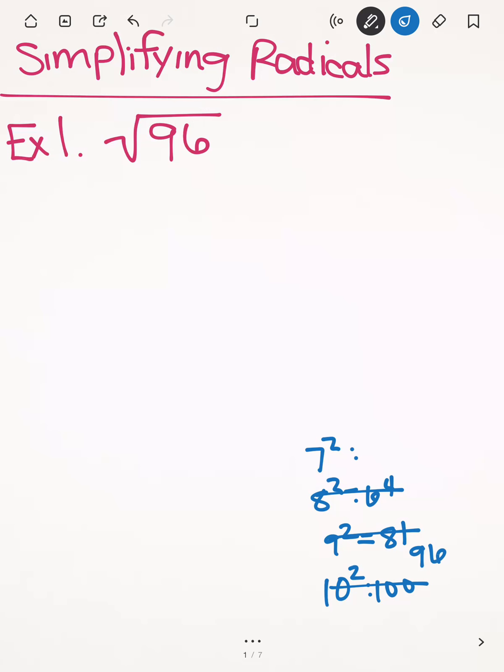7 squared, which is 49. 96 divided by 49 does not work. 6 squared equals 36. 96 divided by 36 does not go in evenly. 5 squared equals 25. 96 divided by 25 does not work. Then we go to 4 squared. 4 squared equals 16. When we divide 96 by 16, we get 6, so that does work.